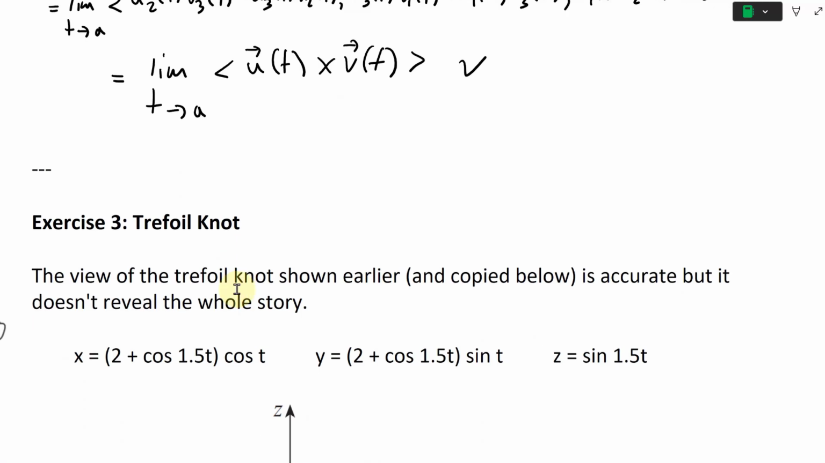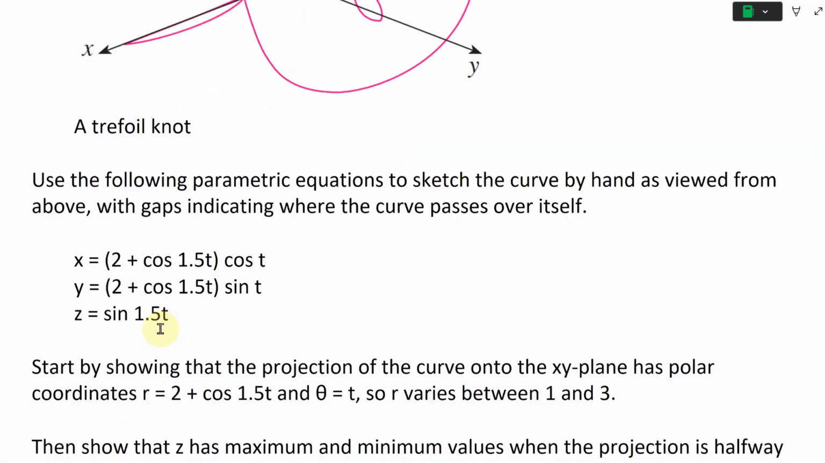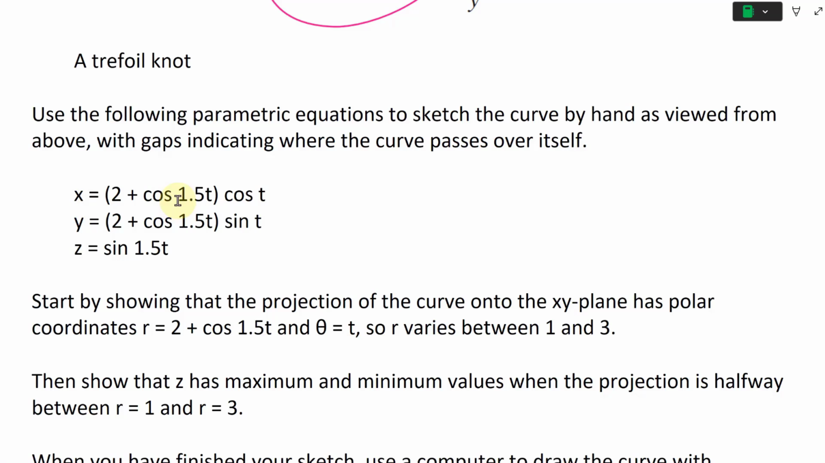These are the same ones. Here I just copied from the earlier section, but now here's from the actual exercise. So x equals 2 plus cosine 1.5t, all multiplied by cosine t. And then y is equal to 2 plus cosine 1.5t, and then all of that multiplied by sine t. And z is equal to sine 1.5t.